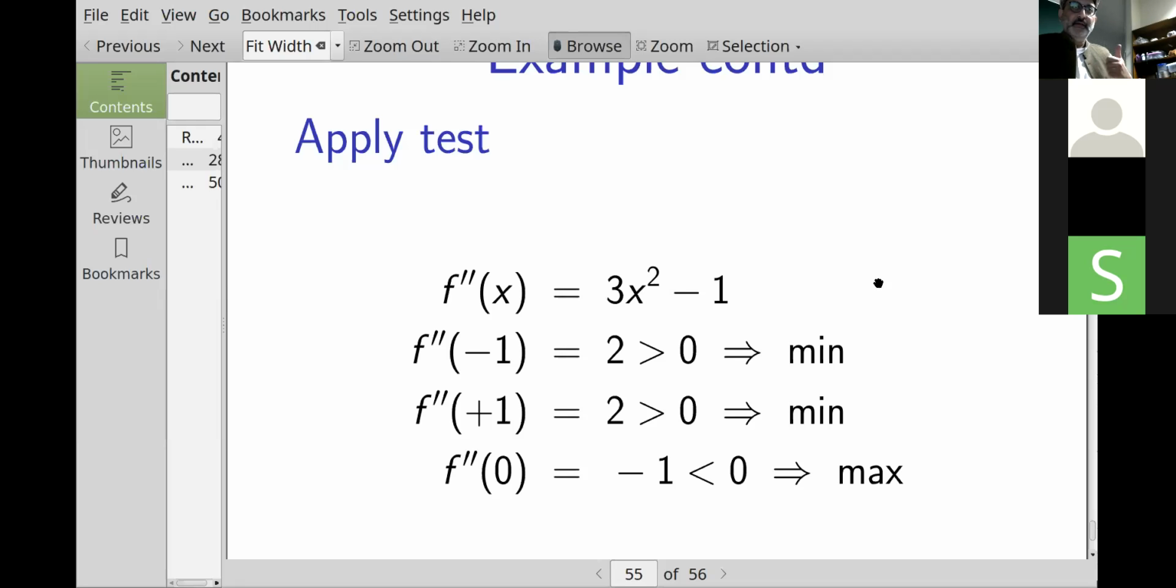Okay? At +1, the first derivative is 0. The second derivative is positive at +1. And so the second derivative test says that you have a minimum there. Okay? And at 0, the first derivative is 0, the second derivative is negative, and so you have a local maximum at that point.